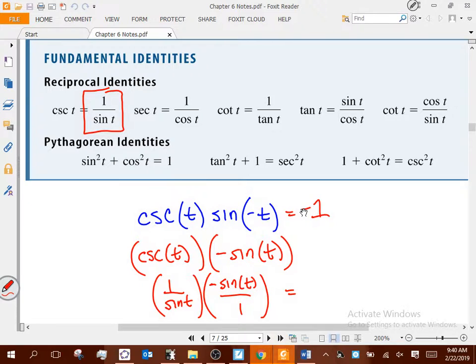Okay? And that's kind of the purpose of having identities, to see where we're taking this stuff, is to make, ultimately, equations a lot simpler for us to mess around with, to solve and to manipulate. Okay? So cosecant is 1 over sine.